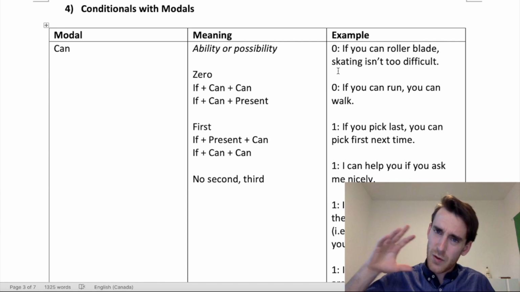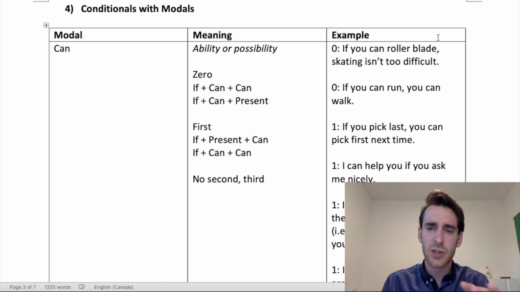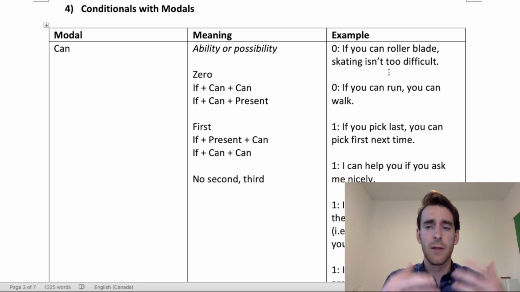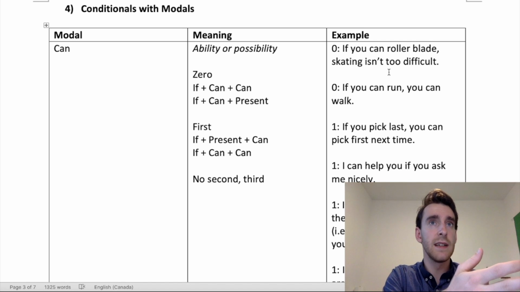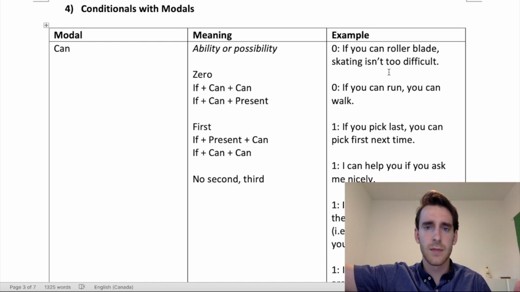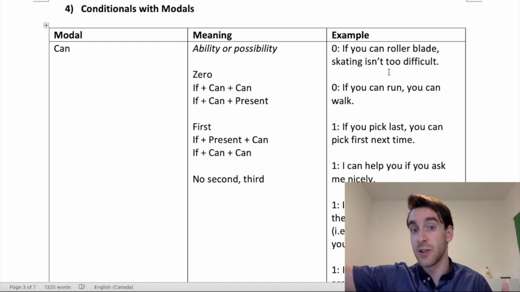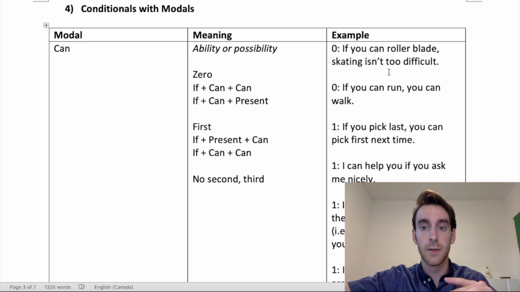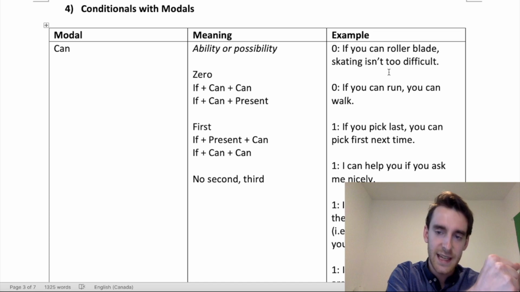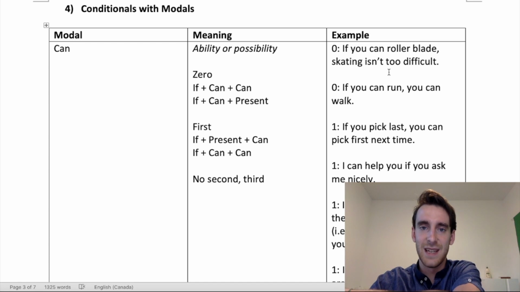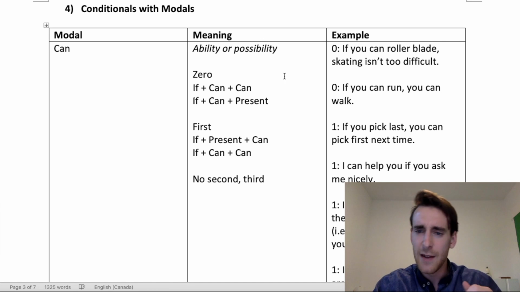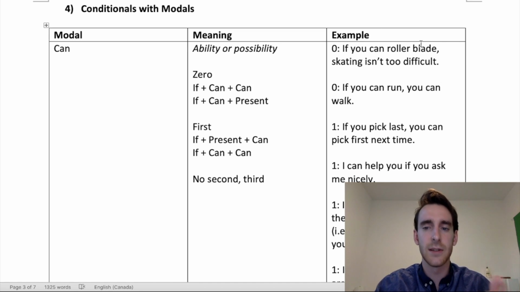And the first versus the 0, here we're just talking about a fact. But in the first, maybe I'm having a discussion with my friend and I'm saying, if you can rollerblade, skating won't be difficult. Maybe we're going skating later in the day, and I said, don't worry, if you can rollerblade, skating won't be difficult for you. Okay, if you can do this, then this won't be difficult. That's the first. If you're just talking in a general sense, 0 conditional, right, with can.